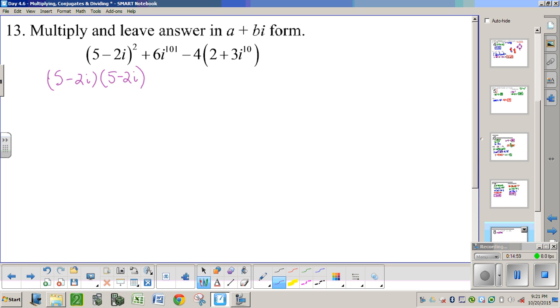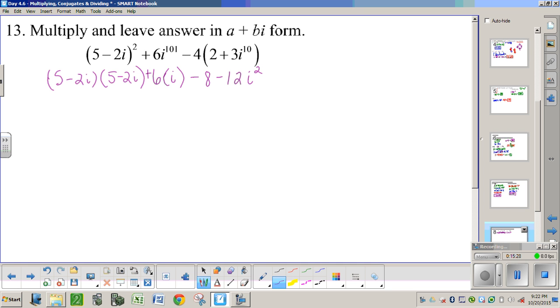Then 6i to the 101st. If I simplify i to the 101st, that's just going to simplify down to i. If you don't believe me, go ahead, divide the exponent by 4 and see what happens. Okay, and this next one here, I'm going to distribute that negative 4, so this is going to be negative 8 minus 12i. And while I'm at it, I'm going to take care of this i to the 10th. That's going to simplify down to i squared.